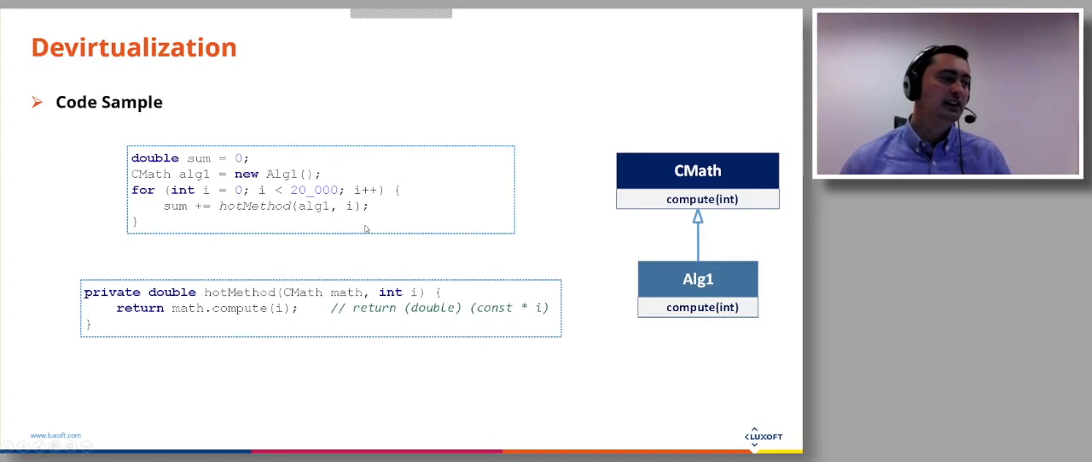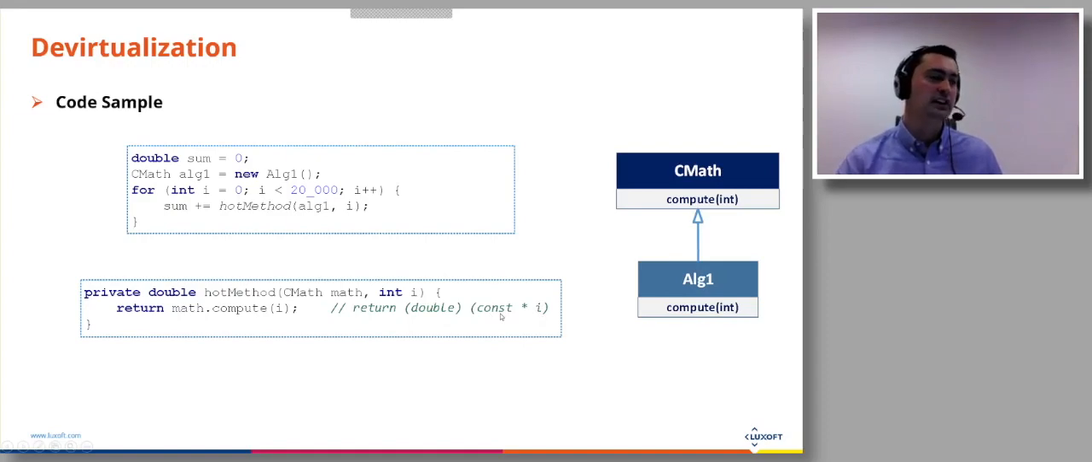For us to test what happens and understand the optimizations, what I did in here is I iterated from 0 to 20k iterations, and I called inside this loop the hot method. What does the hot method do? It calls explicitly the compute, which itself multiplies the parameter, the e, by a constant. The constant is in this case 17.